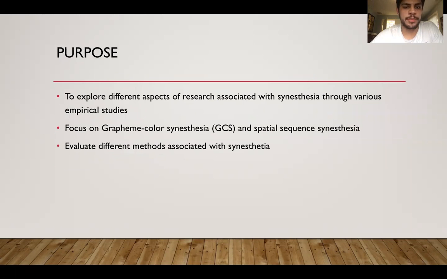So the purpose of this was to explore different aspects of research associated with synesthesia through various empirical studies. I tried to pick out studies that were different and addressed different methods, and kind of showed the range of the types of studies associated with this. So the methods were definitely a focus, and I focused on the two types of synesthesia just because they were very common.